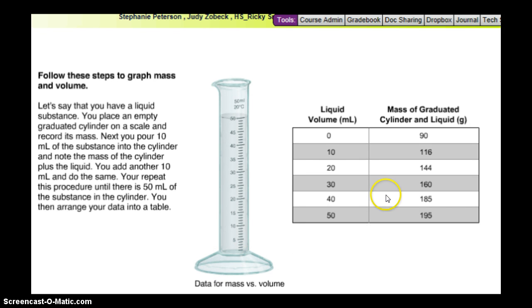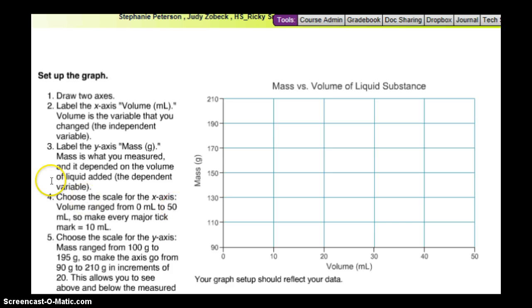So the cylinder by itself is 90 grams. After I add 10 milliliters, it is 116 grams. When I went all the way up to 40 milliliters, how much was the mass? 185. So this is the data that we got. Now we're going to set up the graph. You're going to draw 2 axes.